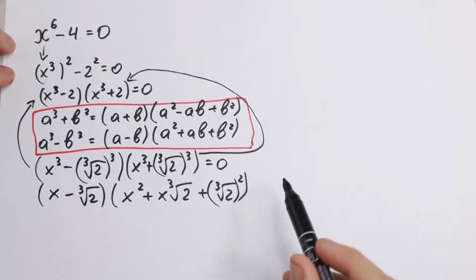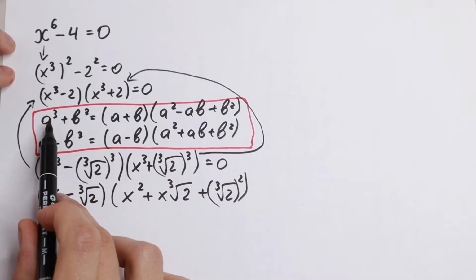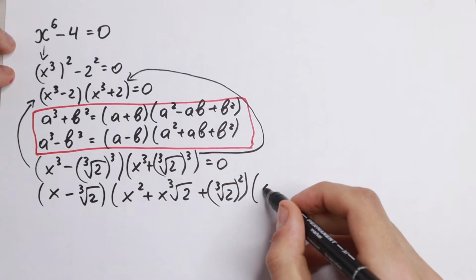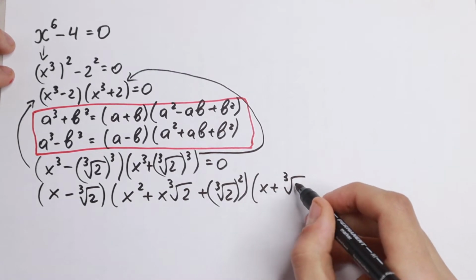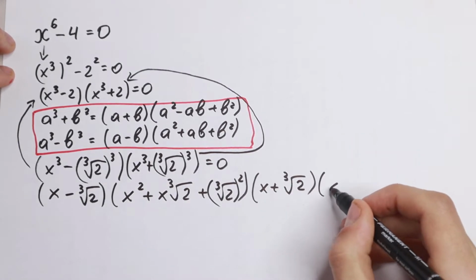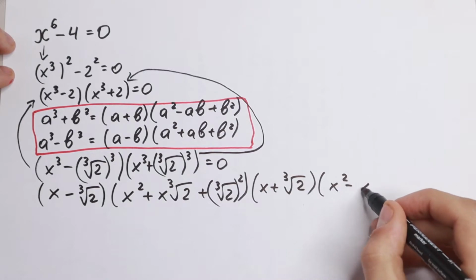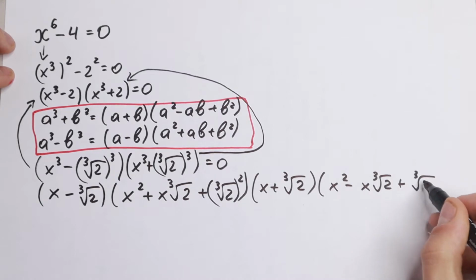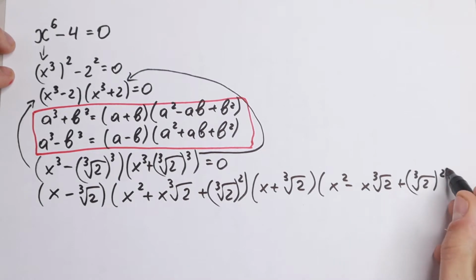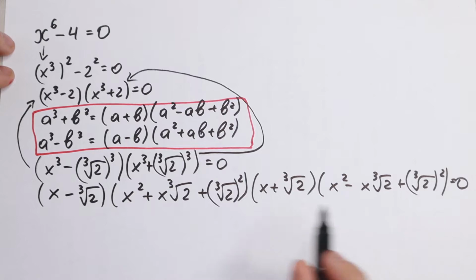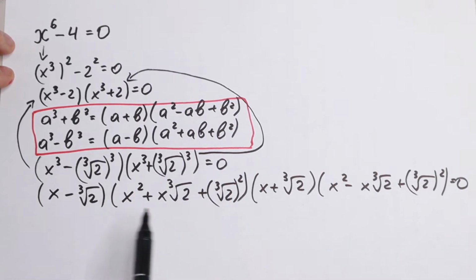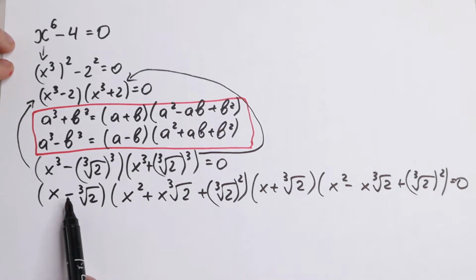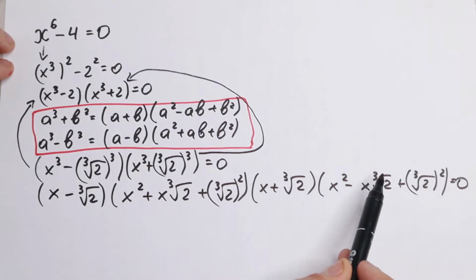And times this parenthesis, this is the sum of cubes. We will have our next case: times x plus the cube root of 2 and times x squared minus x times the cube root of 2 and plus the cube root of 2 to the 2nd power equal to 0. So as you can see, we have a long product, so we have 4 parentheses. It's not hard to see that this parenthesis equals 0, or this one, or the last one.